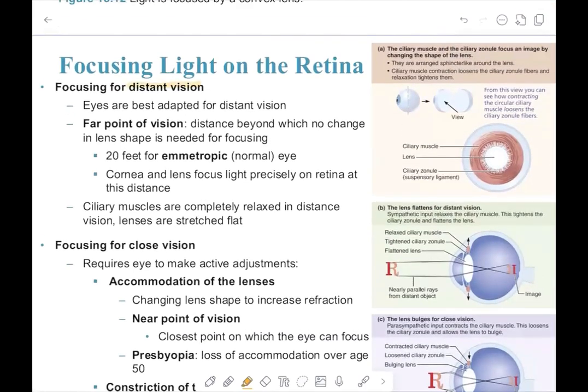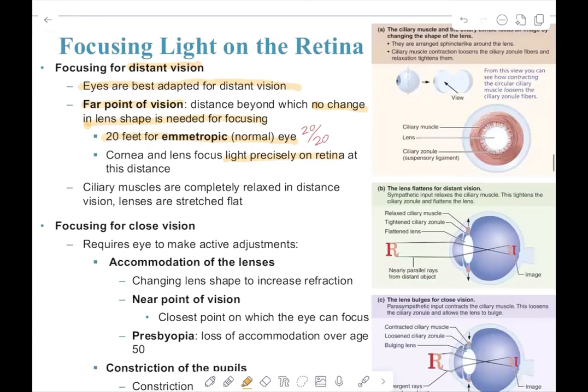For distant vision, that's actually what the eyes are best adapted for. A normal eye means that you are 20/20, and that means that you have normal vision at 20 feet away. So your eyes are sort of preset for distant vision. There's no change that has to occur in lens shape for focusing. The cornea and the lens focus light precisely on the retina. In this case, the ciliary muscles are relaxed in distant vision, and the lens is stretched flat.